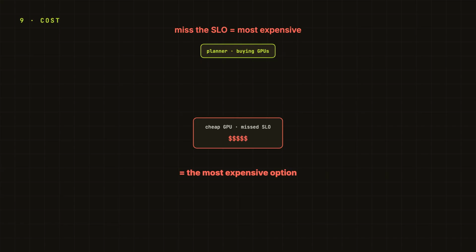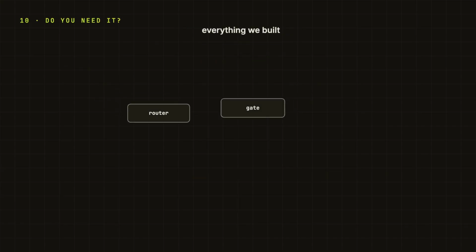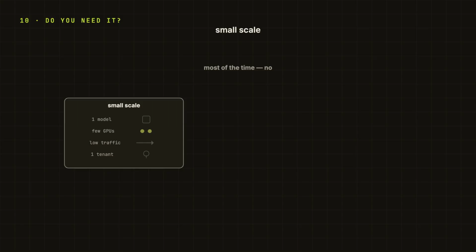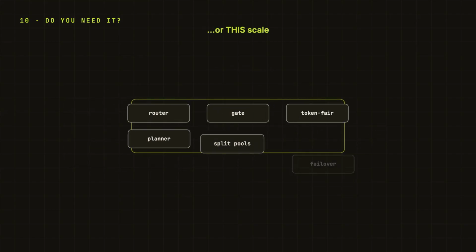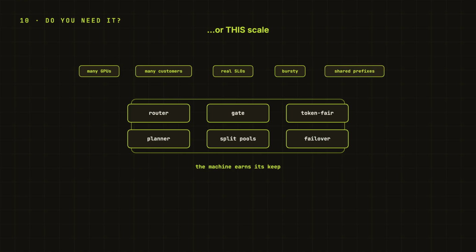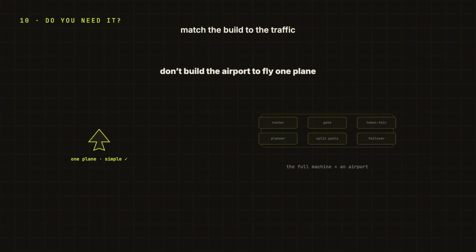So we just built an elaborate machine: a scoring router, an admission gate, token fair limits, a predictive planner, split pools, failover. So let me ask the obvious question. Do you actually need all of it? And honestly, most of the time, no. One model, a few GPUs, modest traffic, no strict latency promise, basically one set of users, then vLLM behind a plain, boring load balancer is genuinely fine. All of this earns its keep at a specific scale. Many GPUs, many customers, real latency targets, bursty traffic, and lots of shared prefixes worth reusing. So don't build the airport if you are flying one plane.